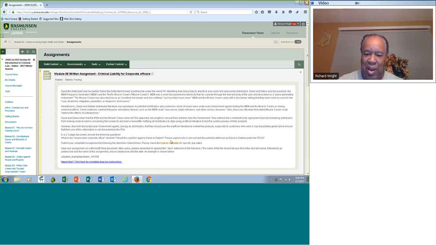Please explain why or why not it doesn't, and the potential defenses, if possible, by either of the parties under the FDCA. So you want to make sure that you utilize and know that based upon having looked at that from your readings as well as from the module itself here. And reminder, it's a 2 to 3 page document. It's not a 1.5 page. I'm strictly going on the number of pages now.